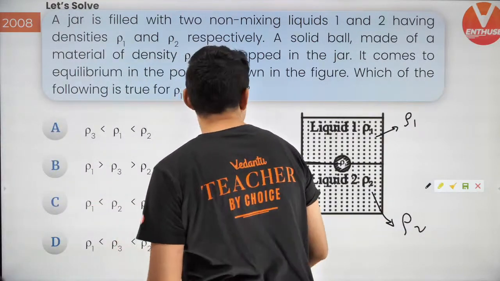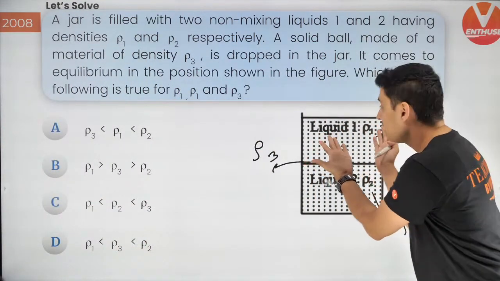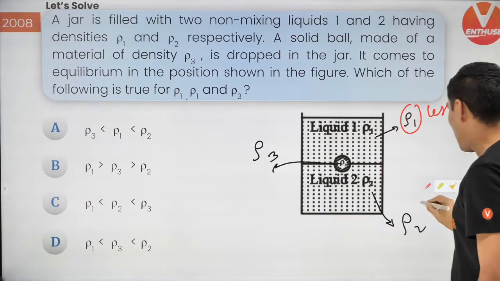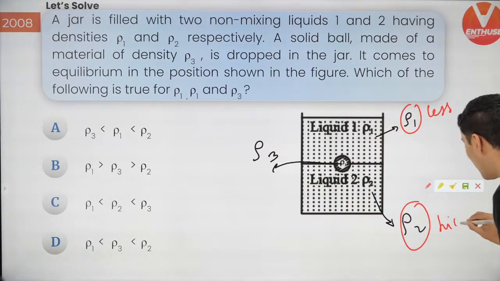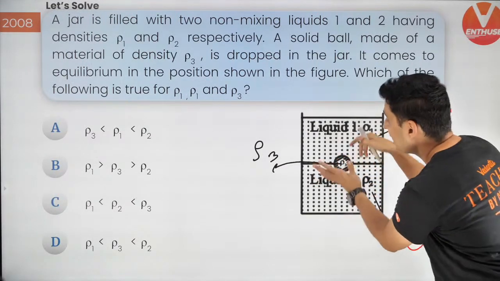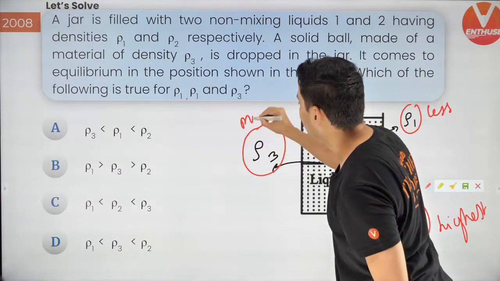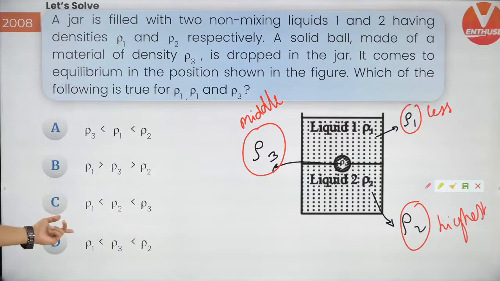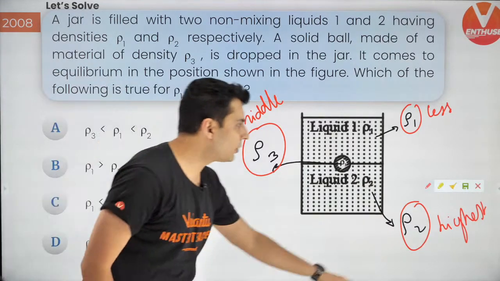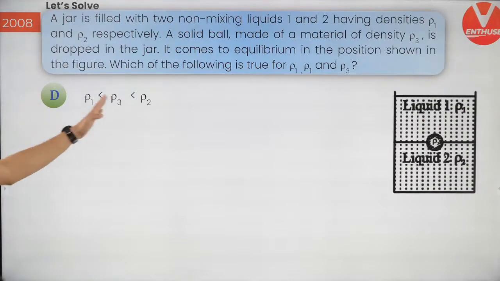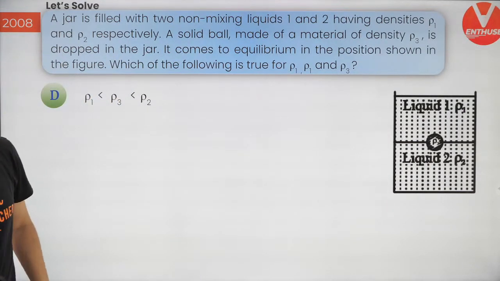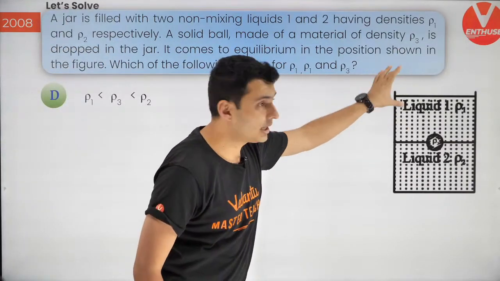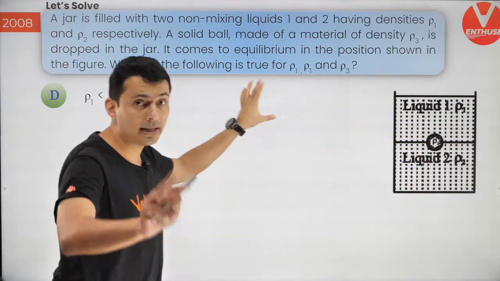Very good. So, see guys, since this liquid is floating, rho 1 should be less, and this is sinking, so this should be highest. And since it is floating in between both of them, this should be somewhere in the middle, correct? So rho 3 is in the middle, rho 1 should be the least and rho 2 should be the highest. So yes, the correct answer is option D. Rho 1 is the least value, it's floating. Rho 2 is sinking, highest, and rho 3 somewhere in between.